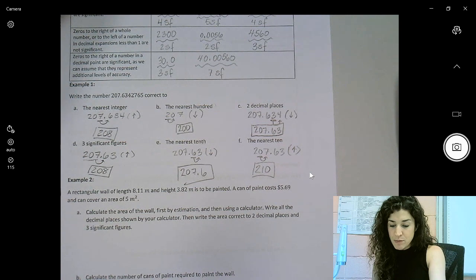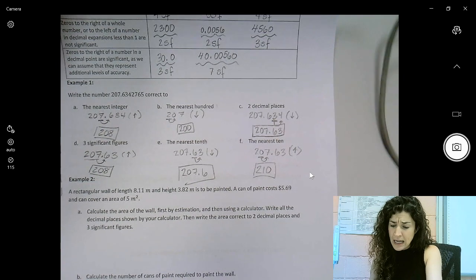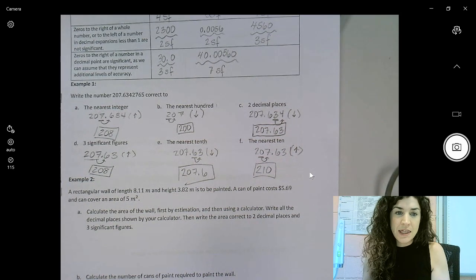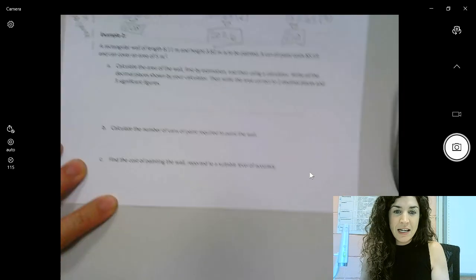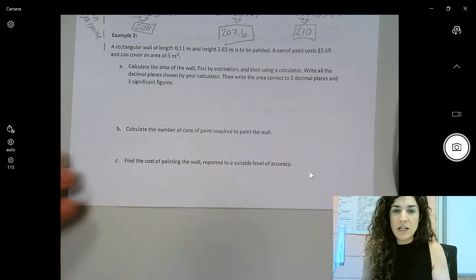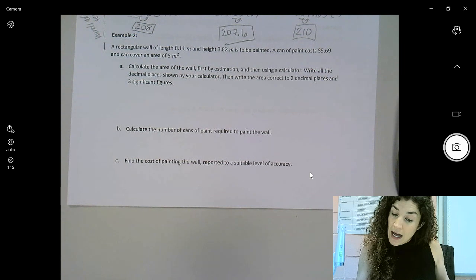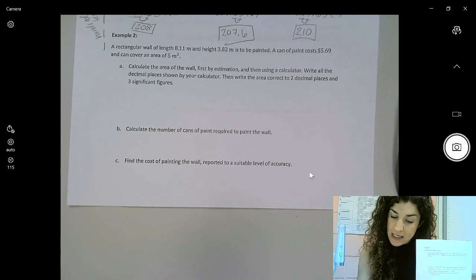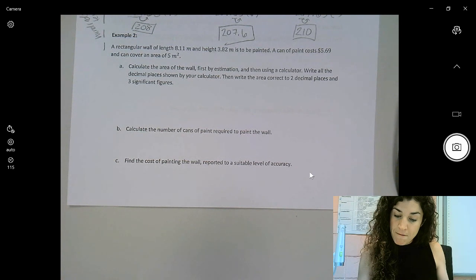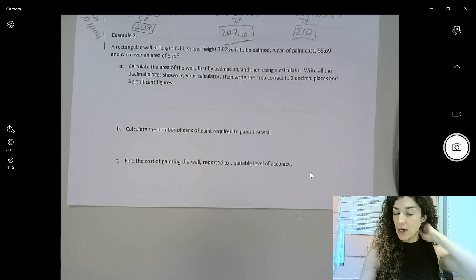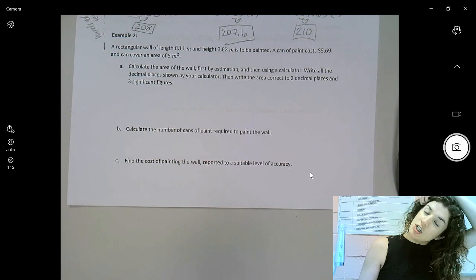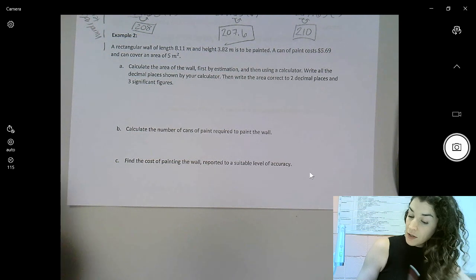Okay, let's practice this. A rectangular wall of length 8.11 and a height of 3.82 is to be painted. A can of paint costs that much and can cover an area of 5 meters squared. We want to calculate the area of the wall first by estimation and then by using a calculator.